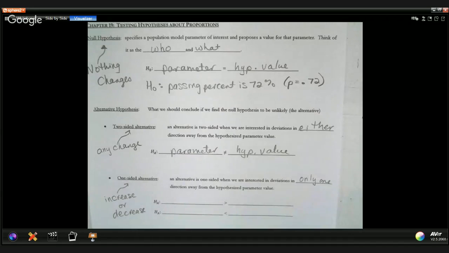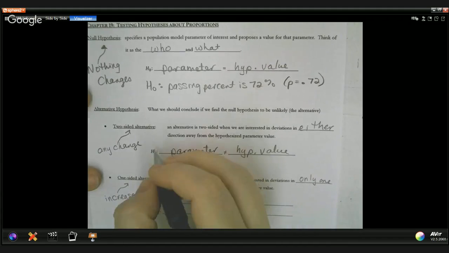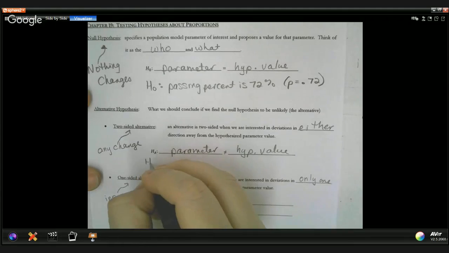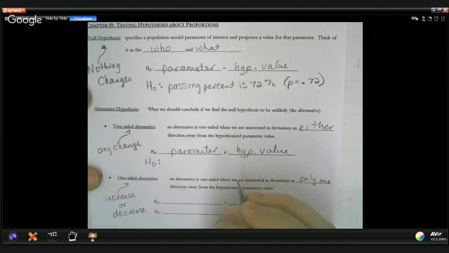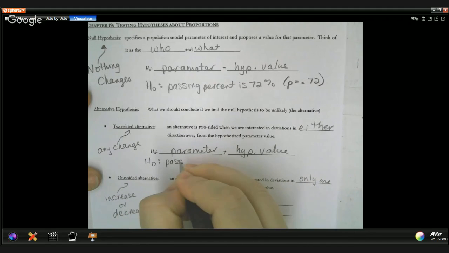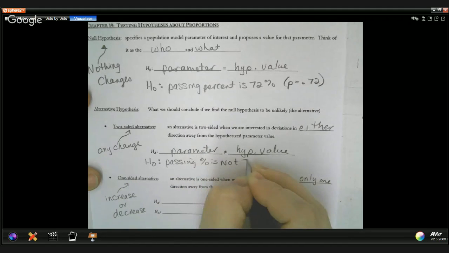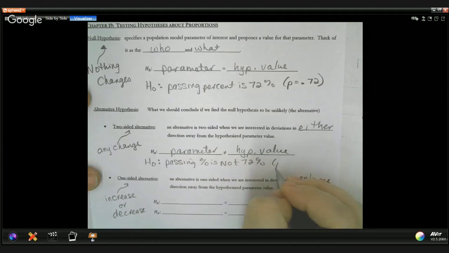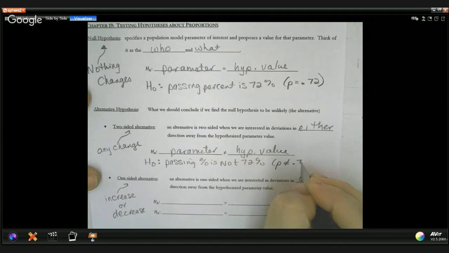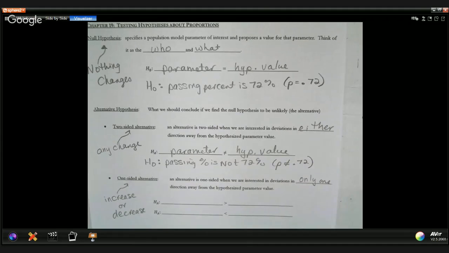And so going back to our problem with our test, the percent of people that pass the test the first time. So passing percent is not 72%. And so P is not 0.72. And so that would be the alternative.